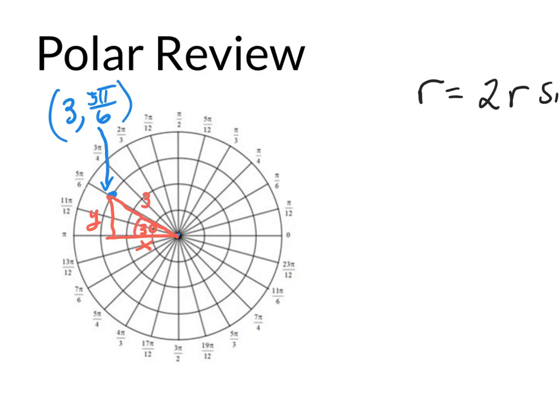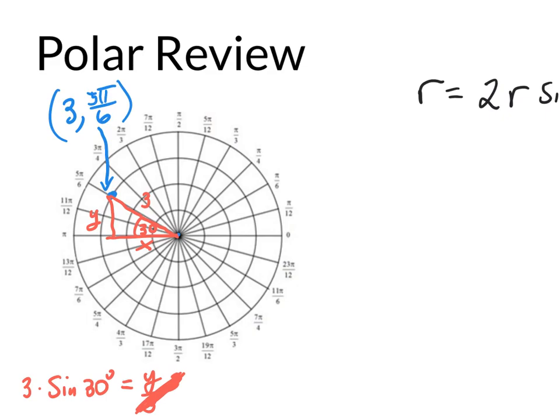Since these are in pi over 6s, then that's a 30-degree angle right here. And so if that's a 30, then I could set up the whole equation, sine of 30. Sine is opposite over hypotenuse, right? And so that would be y over 3, and then I could times both sides by 3. But it would have been faster to just remember that y is r sine of theta.